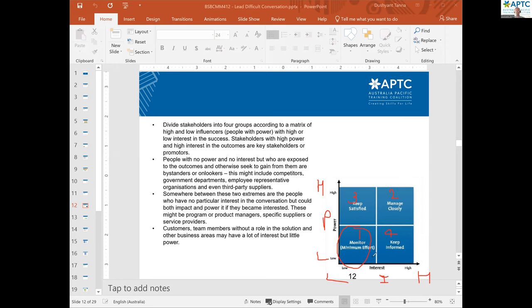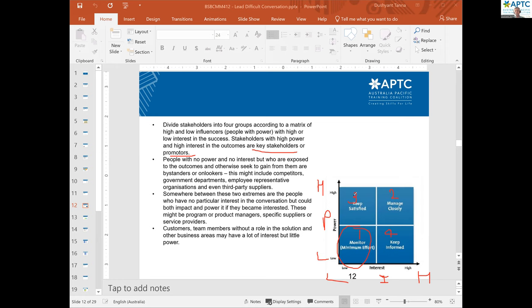Okay? And they don't have any interest, very minimal, right? Any competitors, government department and representative organization, third party supplier will come in here. You just have to tell them very minimal. Right, people with high power, high interest are your key stakeholders. You need to manage them well, manage closely, inform them everything, like literally everything.